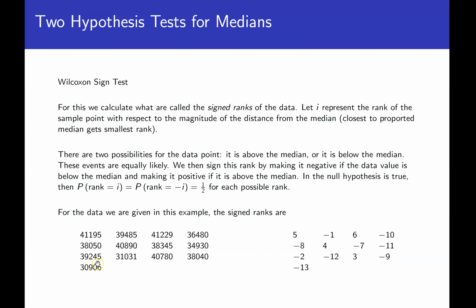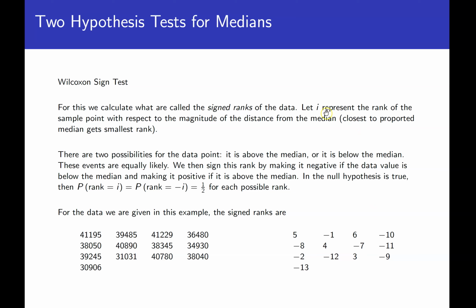So this 39,245 is the second closest to the median. It's below, so we give it a negative. So we've got those 4 values here that are positive, and we've got 9 values that are negative. So there's 4 values above the median, 9 values below the median. And they're ranked by, again, magnitude for how far away they are from the median.